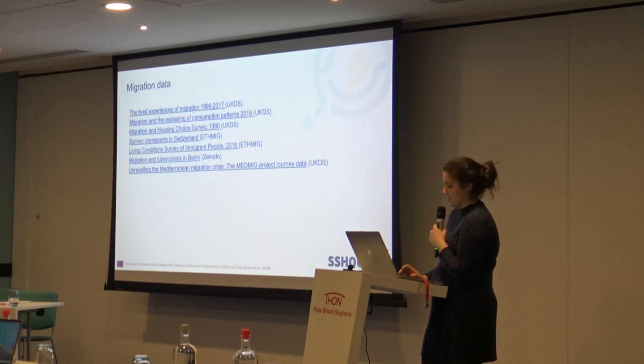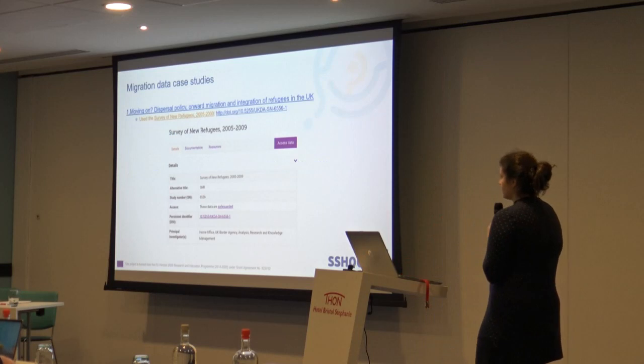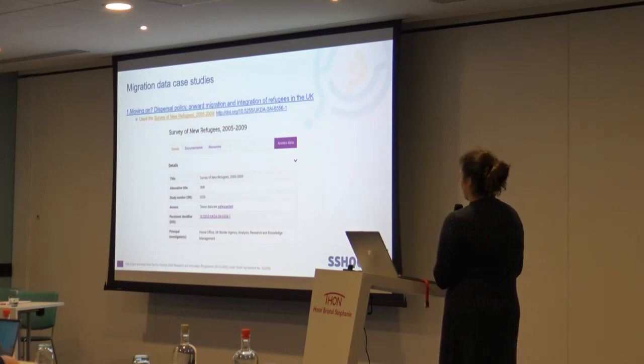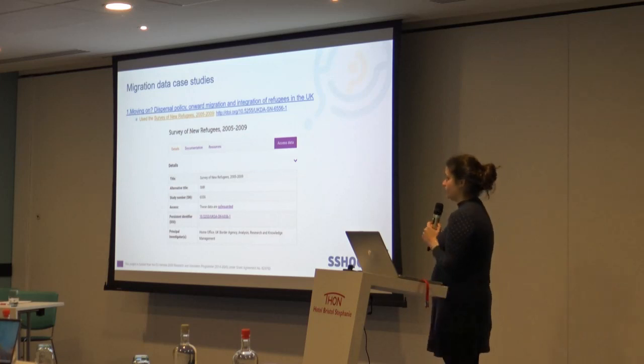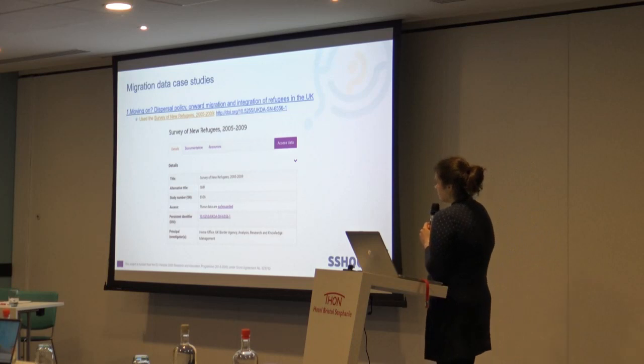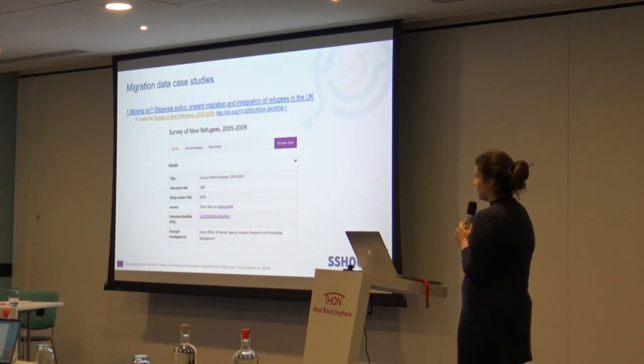I'm not going to go into them, but just for you to have an idea of the different ways to access migration data. And some migration data case studies. So this is a case study that was published by ourselves. So this is on dispersal policy, onward migration, and integration of refugees in the UK. It used the survey of new refugees from 2005 to 2009.